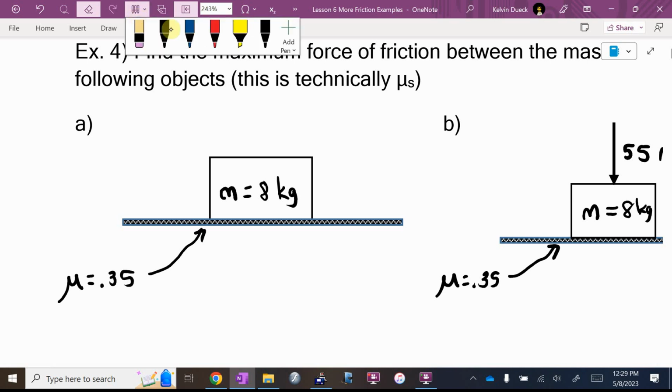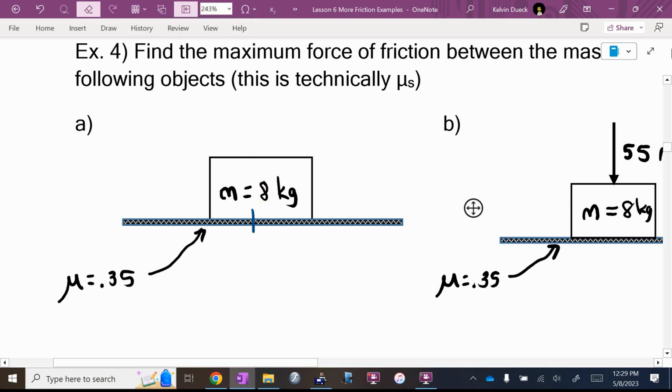Cody, what are the forces acting on this? Get the obvious one, which is mg. And are we sinking into the ground like quicksand? Are we flying into you like Superman? Okay. And then it wants me to find the force of friction, the maximum force of friction. I'm not going to add it to the diagram. I'm just going to calculate it.